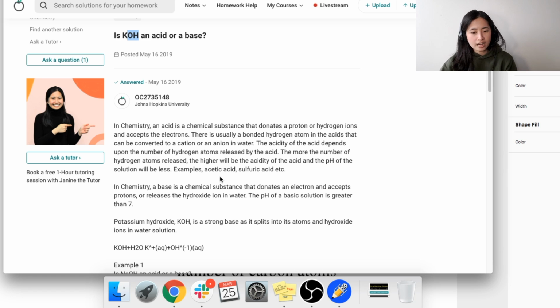On the other hand, acetic acid, which is a weak acid, is CH3COOH. And fun fact, acetic acid is actually found in vinegar. The reason it's a weak acid is that it has an equilibrium constant, so it's not going to dissociate its protons completely. That's why it's a weak acid.